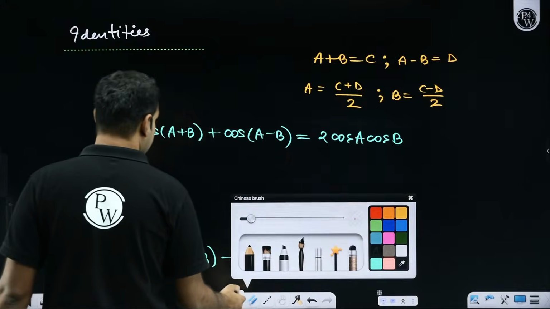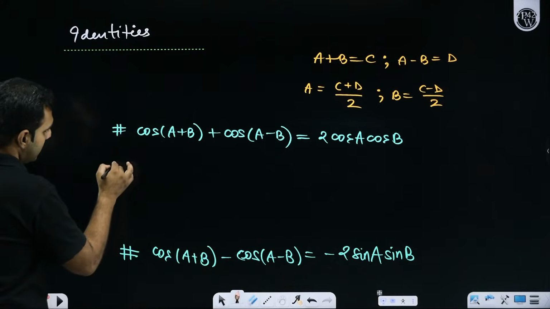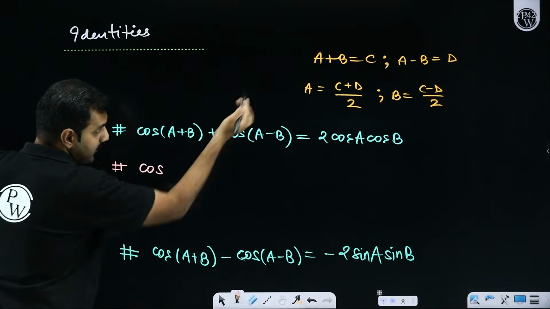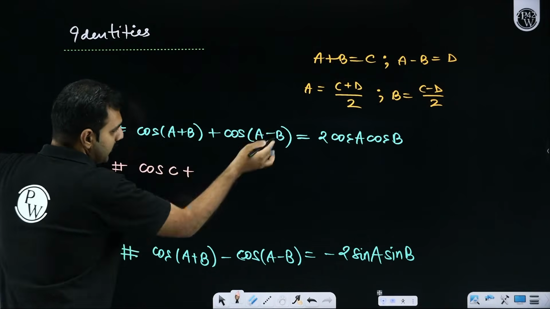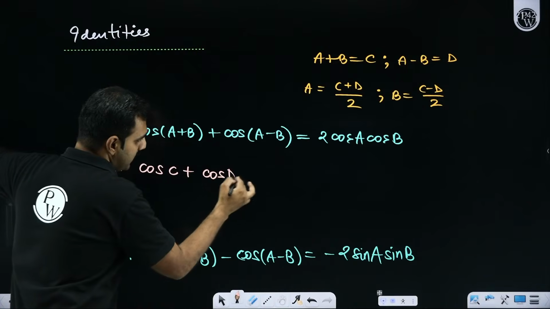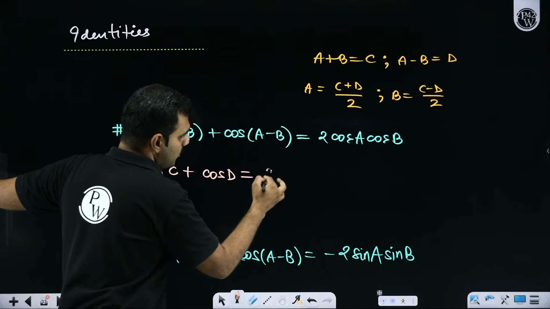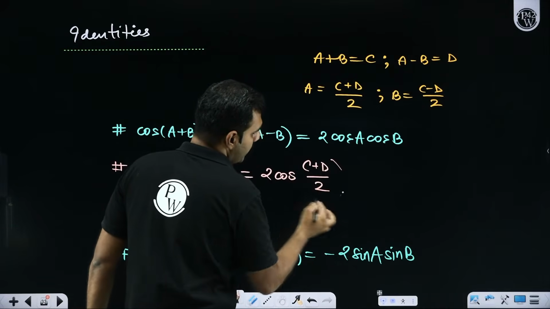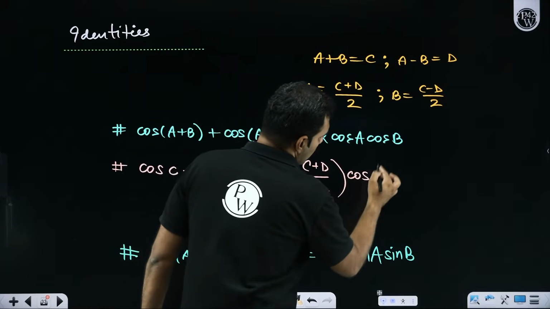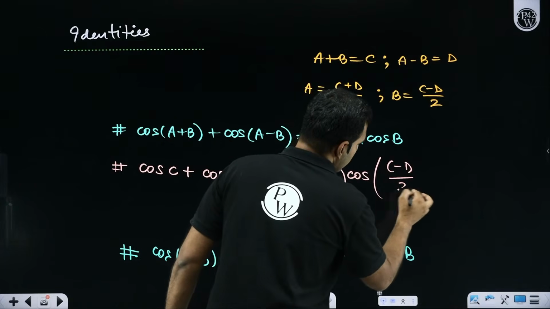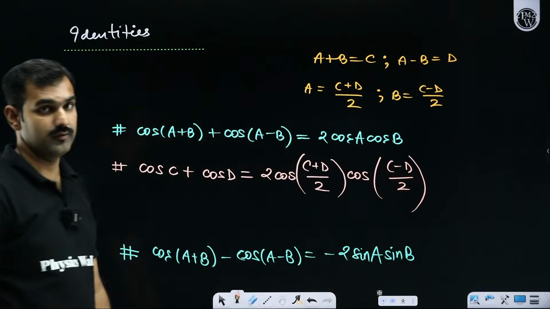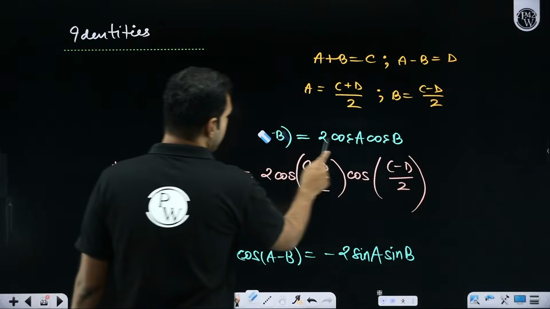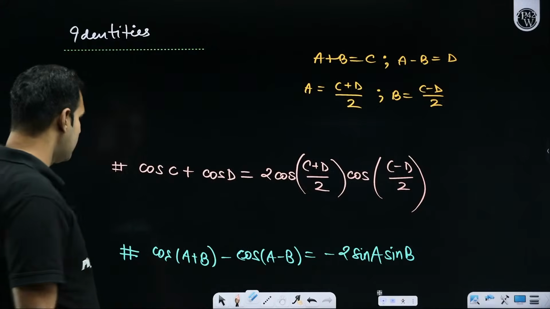With that, you see something really amazing. This thing, cos(a plus b), can be written as cos c, yes or no? Plus cos(a minus b) can be written as cos d, which is 2 cos((c plus d) by 2) cos((c minus d) by 2). Everybody got it, or are you still confused? Let me know. Everybody comfortably got it, all the participants.